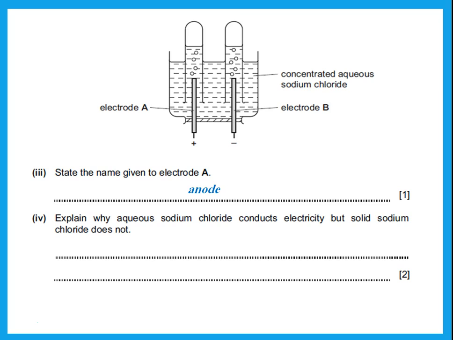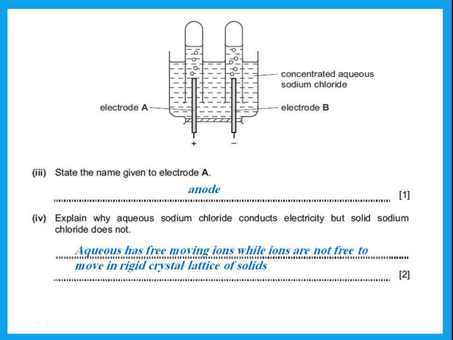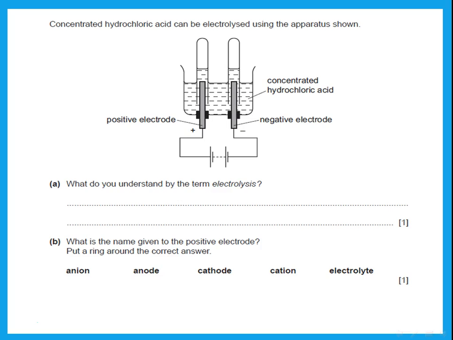Remember that sodium chloride is an ionic compound, so when it is aqueous, the ions are free to move, while the ions are not free to move when it is a solid, because the solid is a rigid crystal lattice. Do you understand that? So aqueous solution has free moving ions, while ions are not free to move in the rigid crystal lattice of the solids. Okay, what do you understand by the term electrolysis?